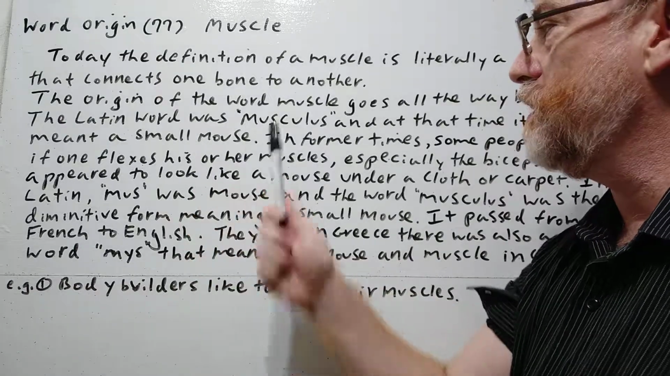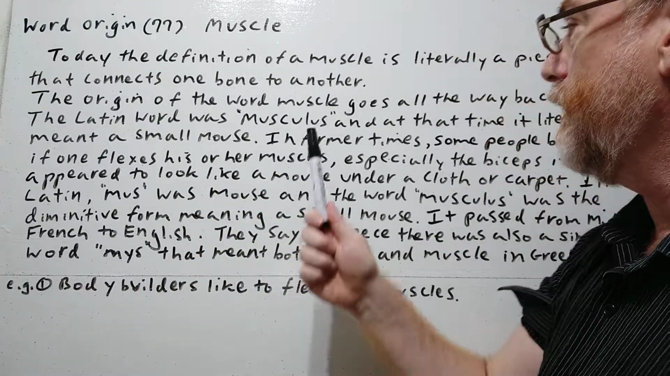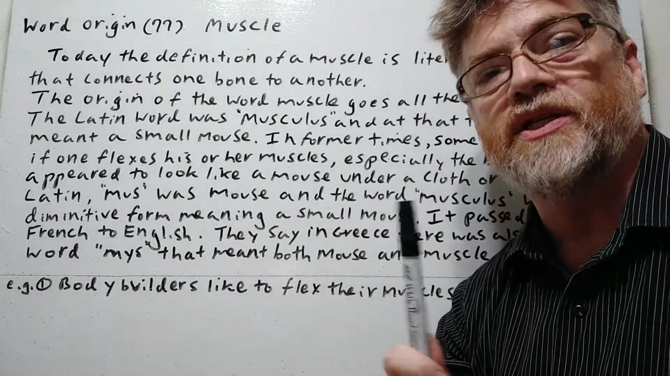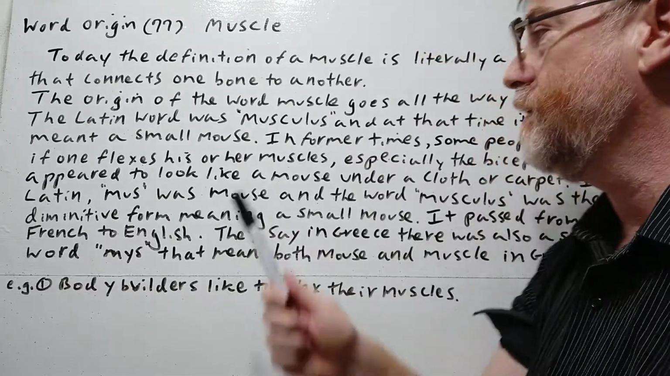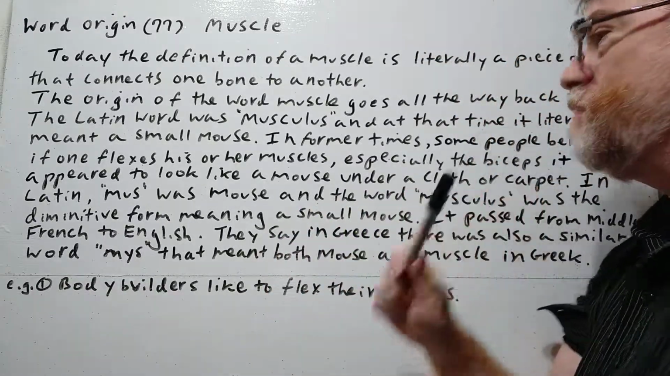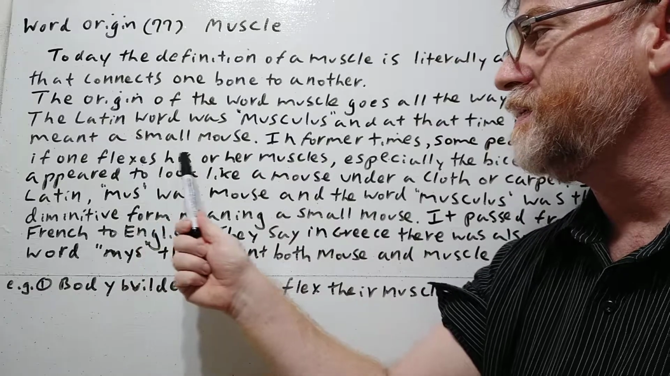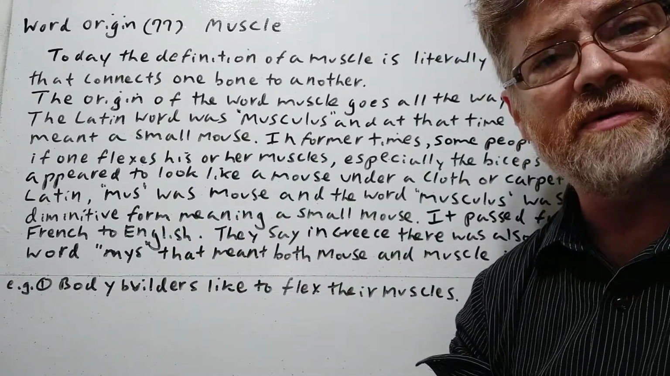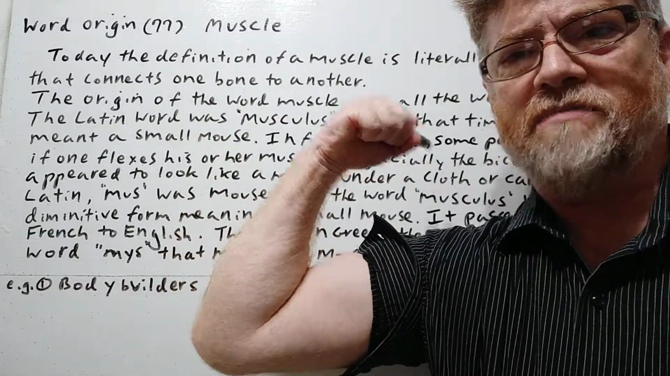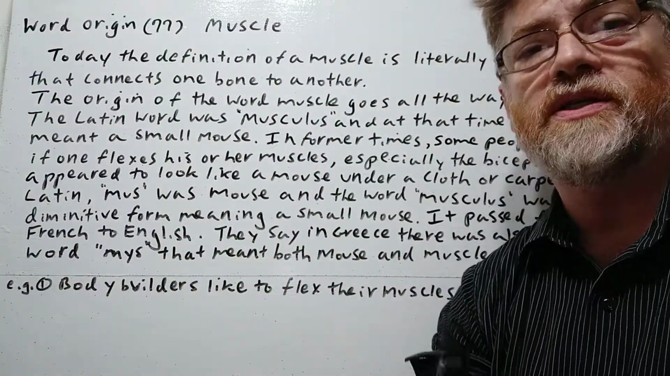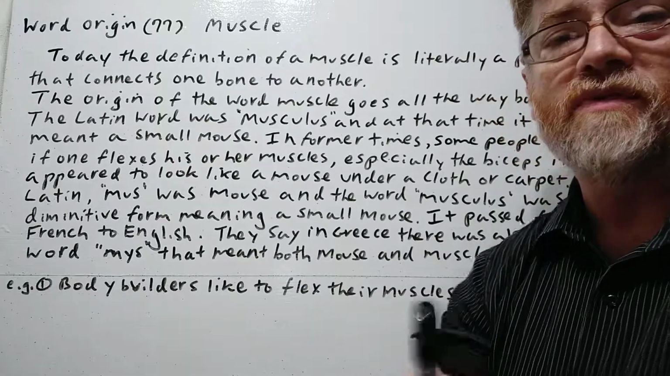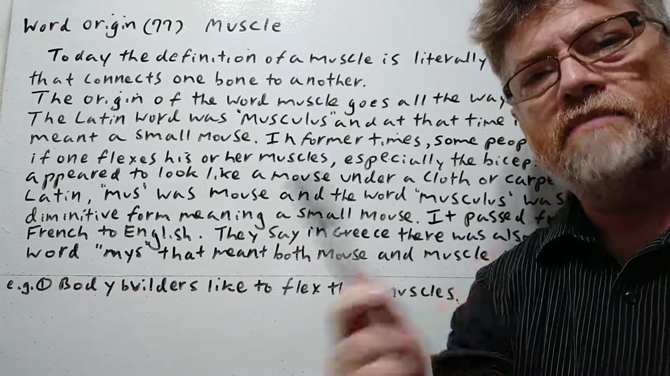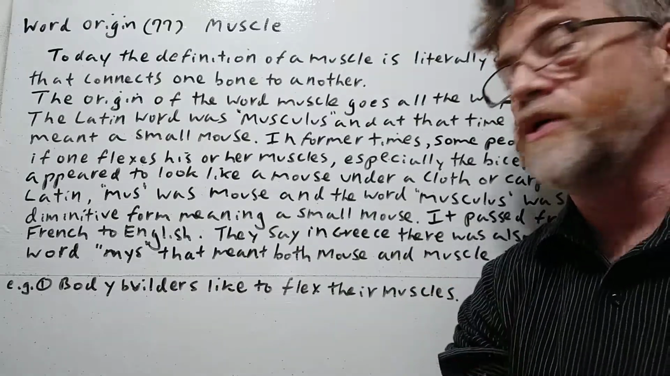The Latin word was musculus, okay? And at that time, it literally meant a small mouse, okay? In former times, some people believed if one flexes his or her muscles, like in our modern times when we sometimes also say to make a muscle, try to make the muscle look big. To make a muscle, that's to flex their muscles. Or you can flex other muscles. You see the bodybuilders sometimes bend over and try to make their muscles stand up. That means to flex one's muscles.